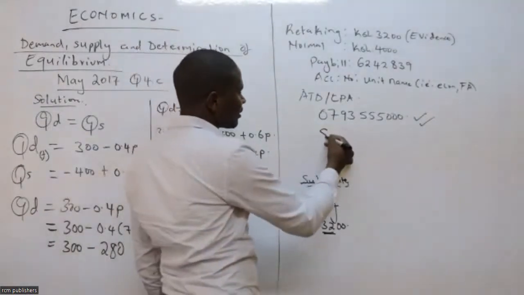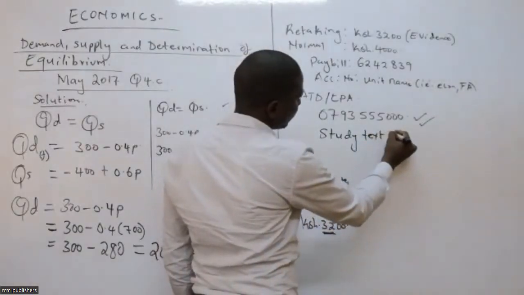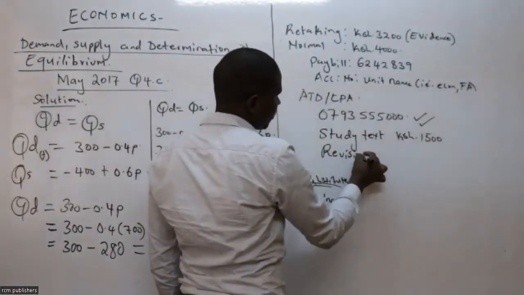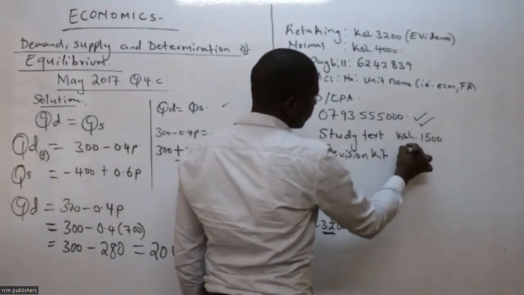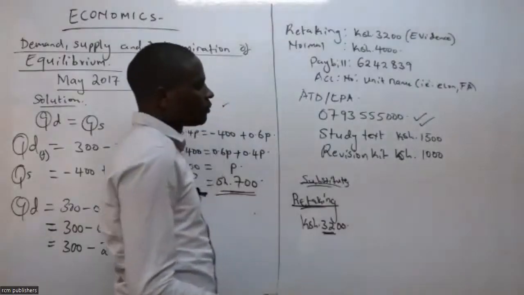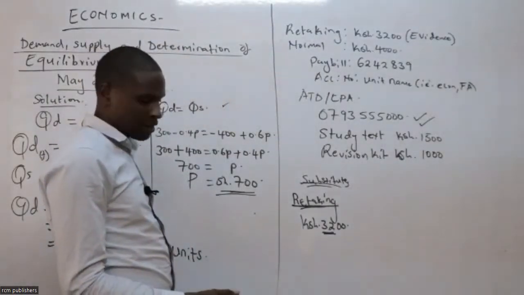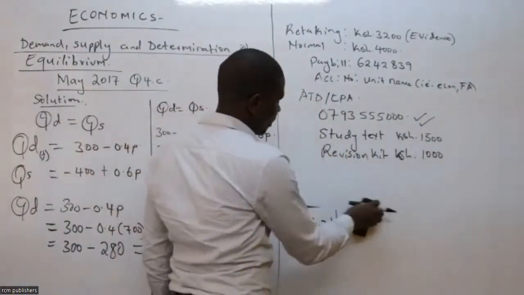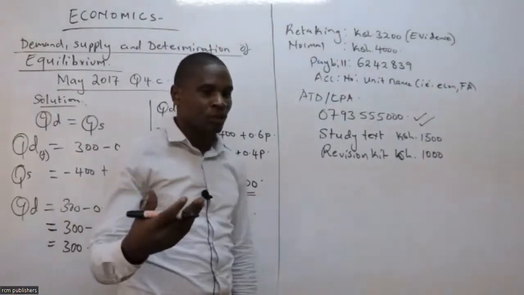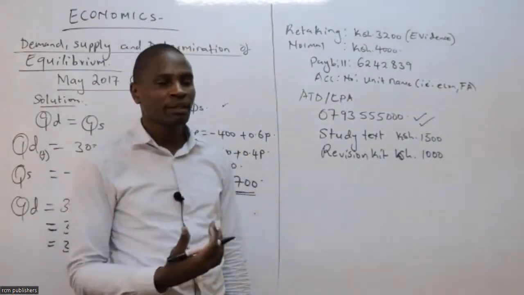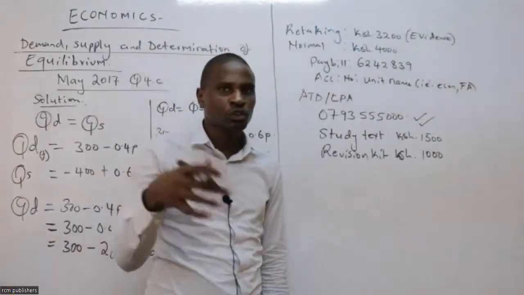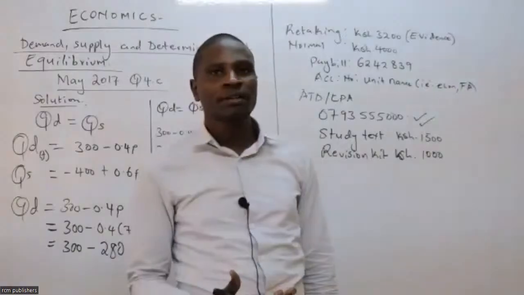The study text goes at 1,500 per copy. And the revision kit, answers and revision kit, goes at 1,000. I was looking whether I've left any information that I wanted to share with you, but now I can see that is the information you require. You have an offer, so don't struggle so much on your side. If you try studying on your own, you may find you're going back to the same trap. So just join the team, and then you see the benefit of joining us.